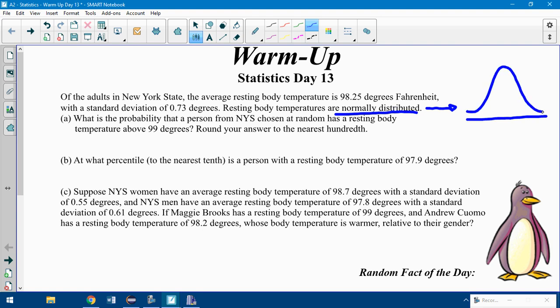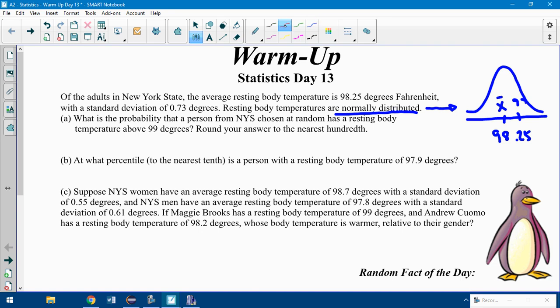And now that you know it's normally distributed, you can put the average, or the mean, in the middle, so 98.25, because that always goes in the middle. What is the probability that a person from New York State chosen at random has a resting body temperature above 99 degrees? I hope none of you do z-scores with a question like this. You go to 99, and you want above 99.